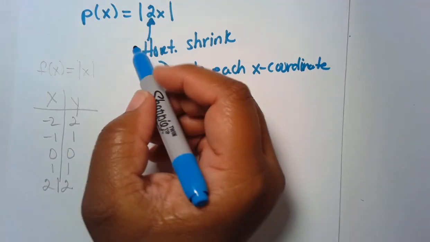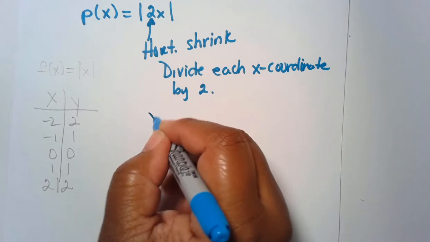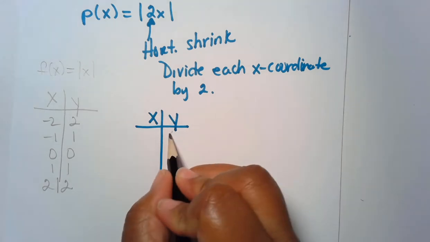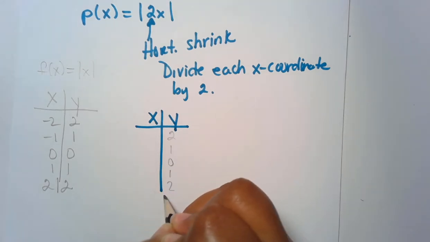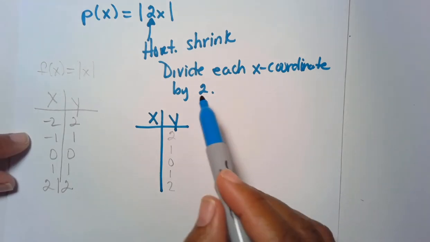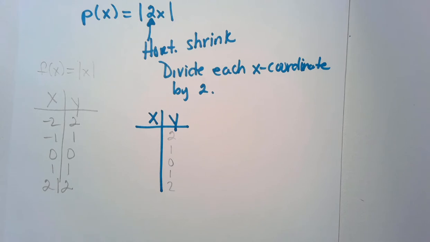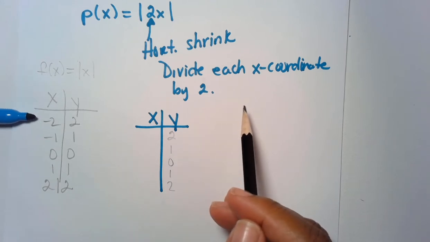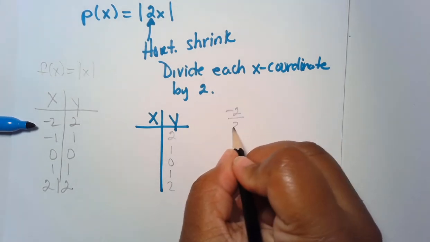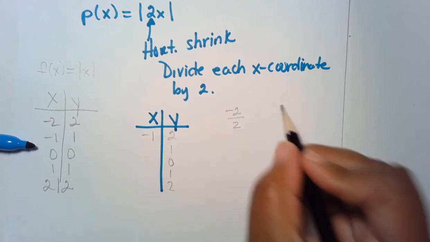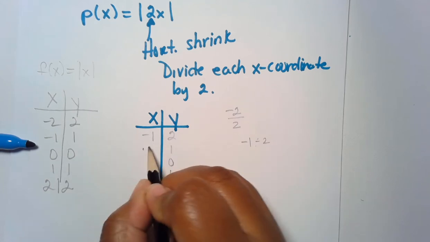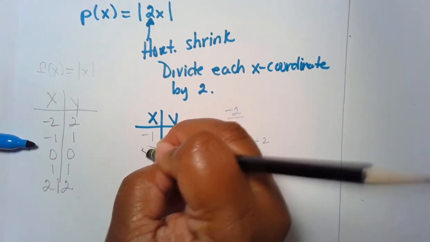And we're going to take this 2. Here's our XY table. What's not going to change will be the y coordinates. So we're going to divide each x coordinate by 2. Negative 2 divided by 2 is negative 1. Negative 1 divided by 2 is 0.5, 1 half.